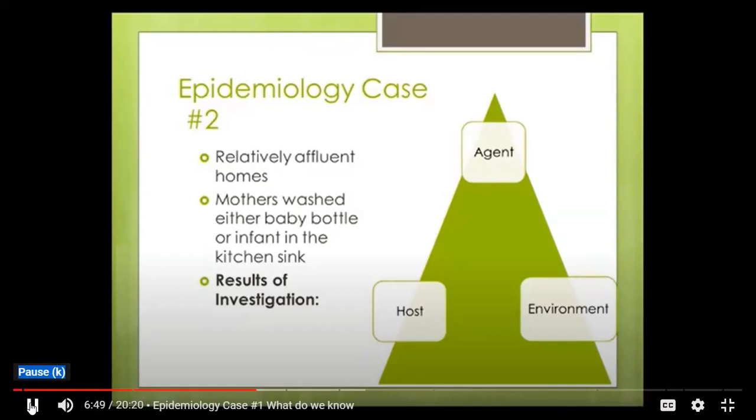And those cages that the chameleons lived in had been washed out in the kitchen sinks prior to a baby or a bottle being washed there. So the mode of transmission was from the kitchen sink to the baby.